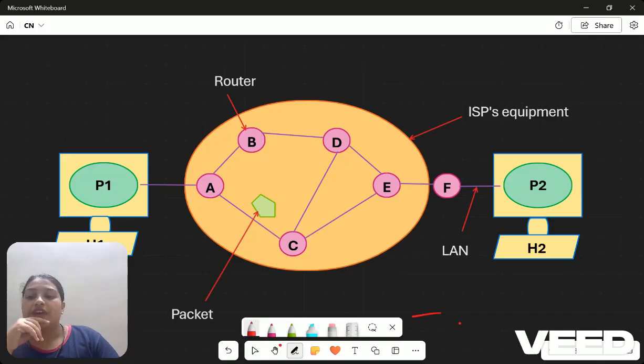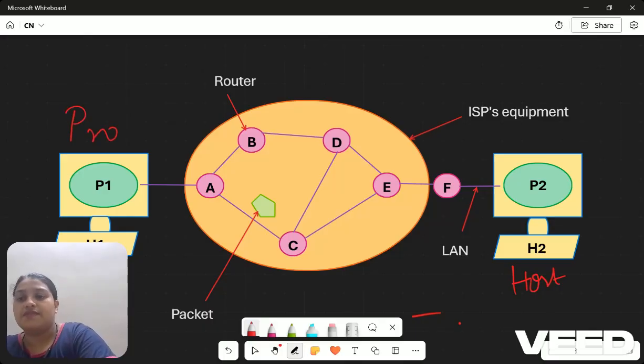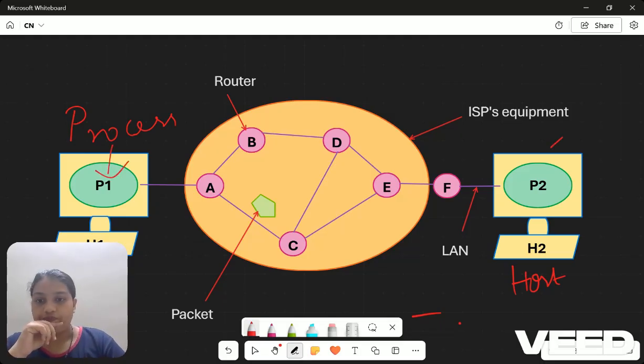So here we have host H1, and this is host H2. Inside both of these hosts, we have processes. Here we have process P1, and here also we have process P2.